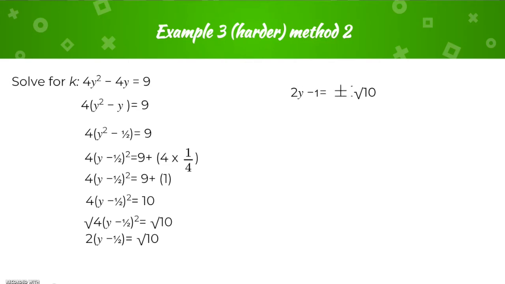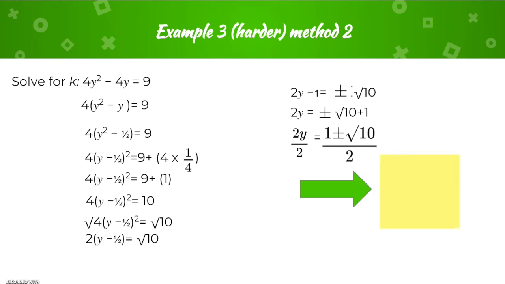Then you simply solve for y. So you need to add 1 to both sides of the equation. So you have 2y equals 1 plus or minus square root of 10, and then you simply divide everything by 2. So you end up having 1 plus or minus square root of 10 over 2. And your final answer will be y equals 1 plus square root of 10 over 2, or y equals 1 minus square root of 10 over 2.